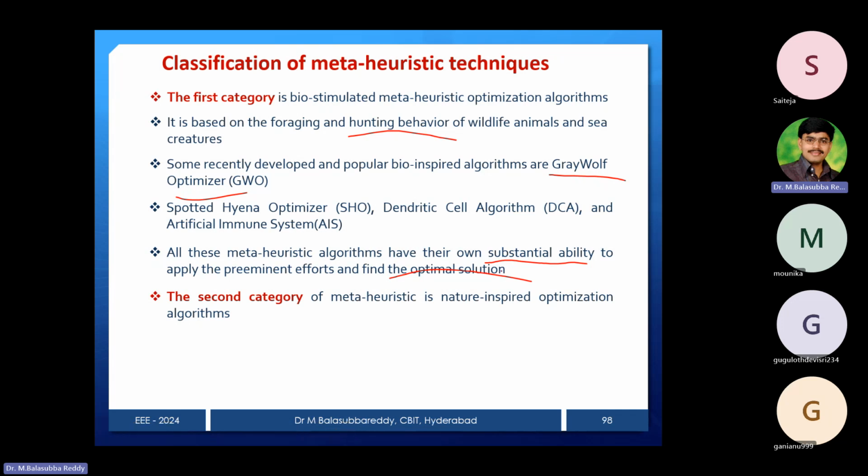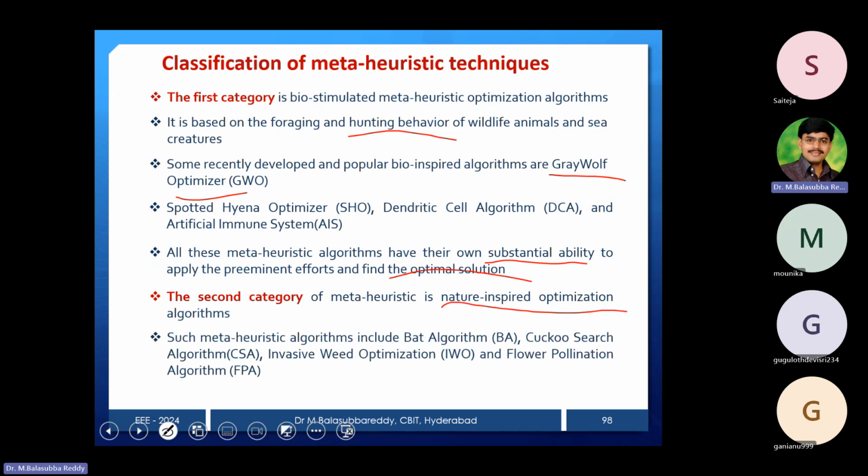And the second category is the nature-inspired optimization algorithm. There are examples of nature-inspired, as I mentioned: the BAT algorithm, cuckoo search algorithm, and then IWO algorithm and FPA algorithm. There are different kinds of these algorithms based on natural systems.